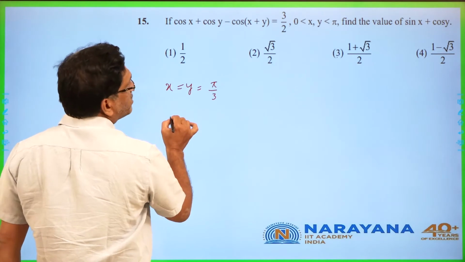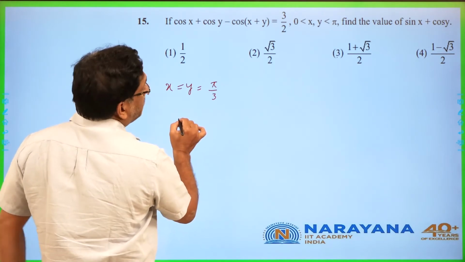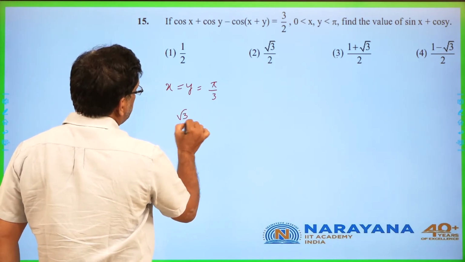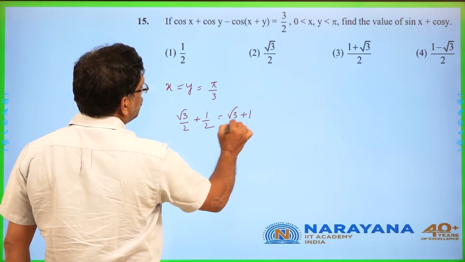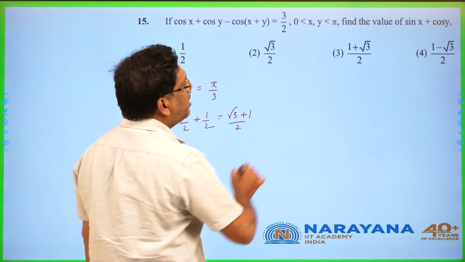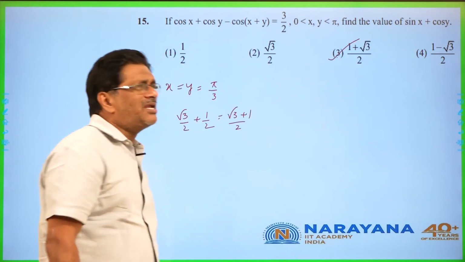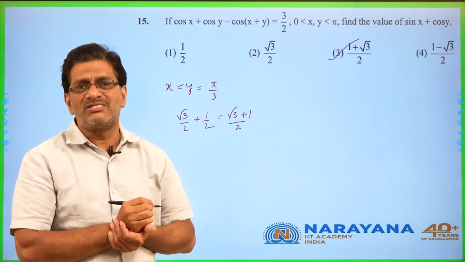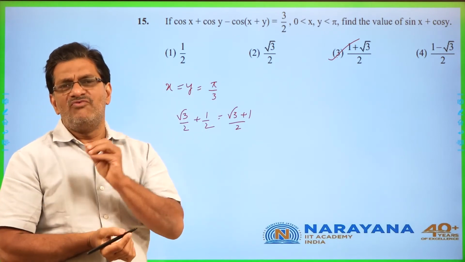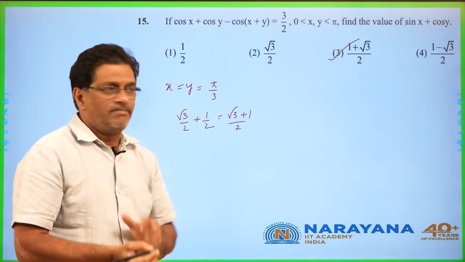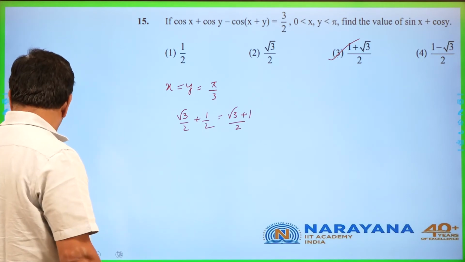Then he is asking for sin x. Sin pi by 3 is root 3 by 2, cos is 1 by 2. That is root 3 plus 1 by 2. Okay. In trigonometric problems, as and when there is a possibility, go for trial and error. You will always get the answer within no time. Next, go to the 16th question.